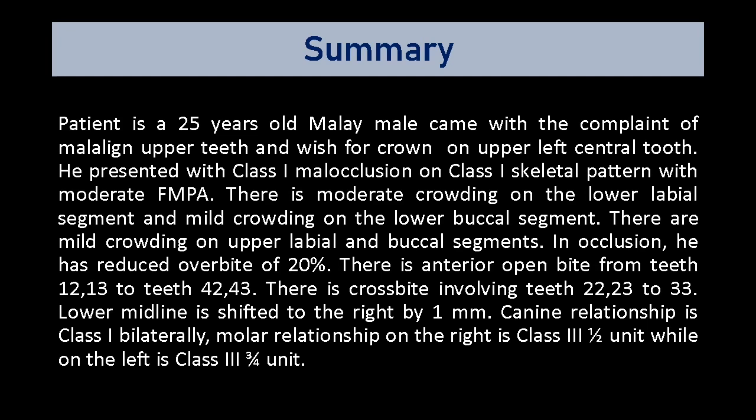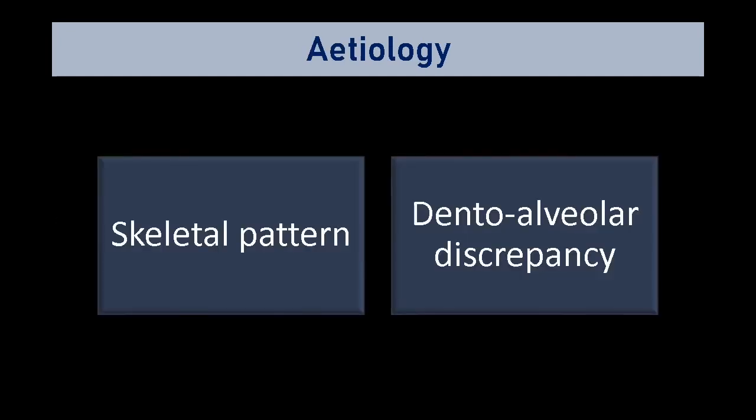In occlusion, he has reduced overbite of 20%. There is anterior open bite from teeth 1-2 and 1-3 to teeth 4-2 and 4-3. There is cross bite involving teeth 2-2 and 2-3 to lower 3-3. Lower midline is shifted to the right by 1 mm. Canine relationship is class 1 bilaterally. Molar relationship on the right is class 3 half unit, while on the left is class 3 3/4 unit. The etiology in this patient is skeletal pattern and also dental alveolar discrepancy.